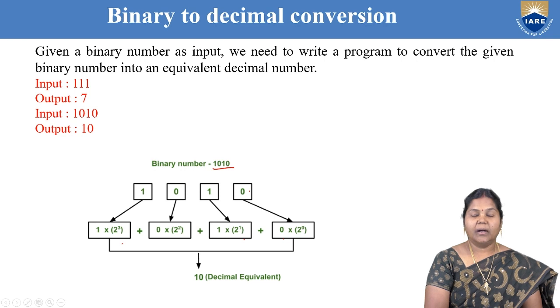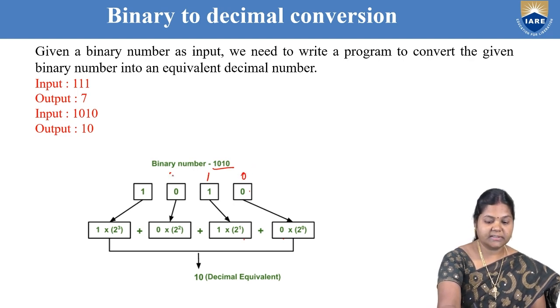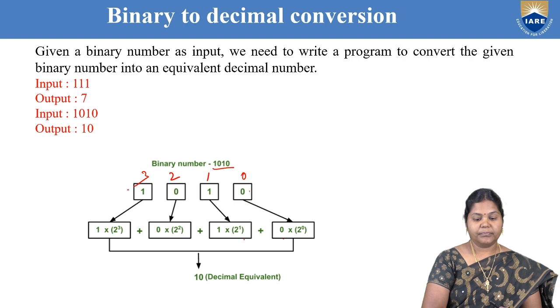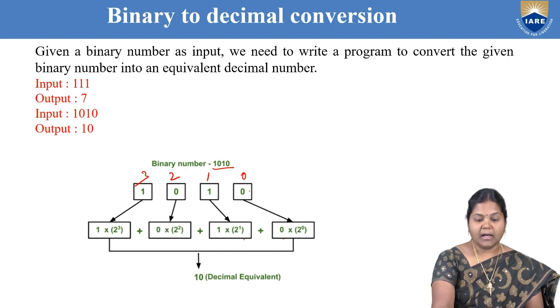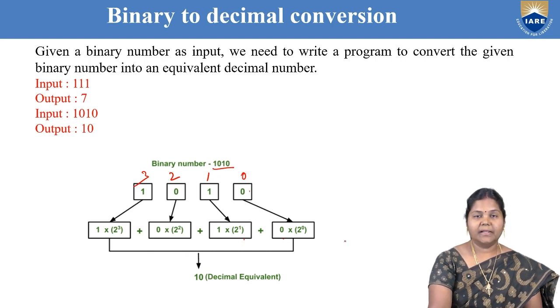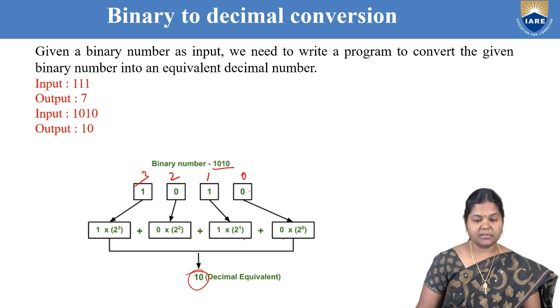So, you have to multiply with its base and the position of the number. This is the 0th position, this is first, this is second, this is third. So, your base to the power is the position. After that, you have to multiply and add it up. When you add it up, you will get the decimal equivalent as 10. So, this process you have to do for binary to decimal conversion.